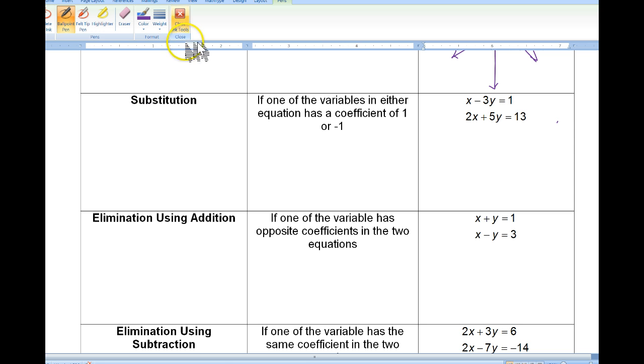Substitution. When would we use substitution? If one of the variables in either equation has a coefficient of 1 or -1. Right, and usually I also think of this as when you have an isolated variable.